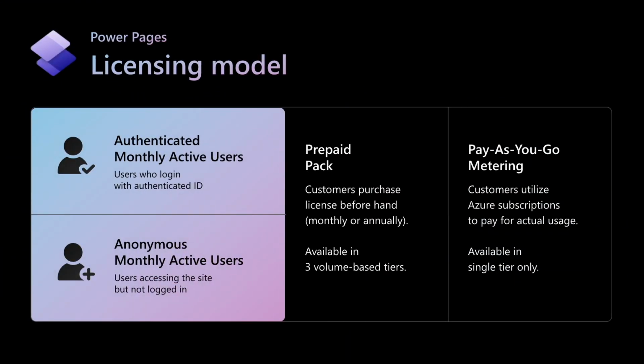Along with these exciting product capabilities, we are now excited to share a new simplified licensing model. The existing licensing model is based on authenticated logins and anonymous page views. But the new model has shifted focus from these login and page views to a more simple model of monthly authenticated and monthly anonymous users per website. In addition, we now support both the prepaid capacity-based packages that are available in multiple volume-based tiers to meet your needs, as well as pay-as-you-go meters.